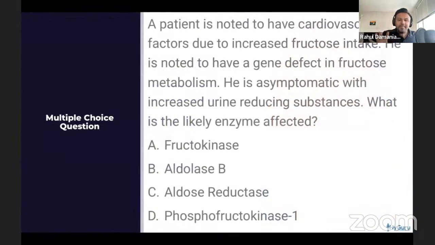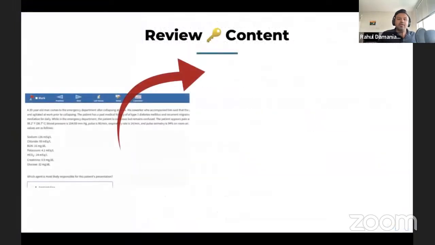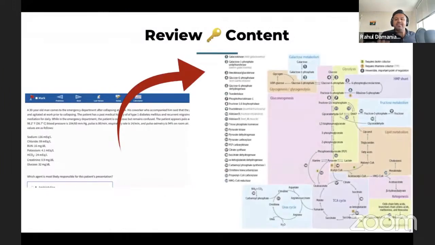So what I'm going to be doing today is very unique. I'm going to start with the multiple choice question, give you a little bit of time to answer the multiple choice question. And what I'm going to do is I'm going to break down that multiple choice question, and it's an NBME style question. And we are then going to jump into content review. So we're going to take a question and then bam, go into the content review.